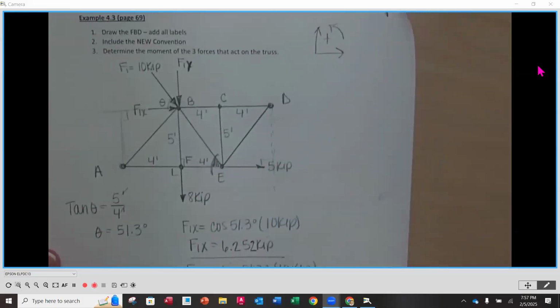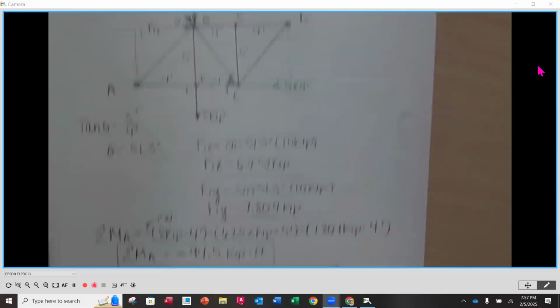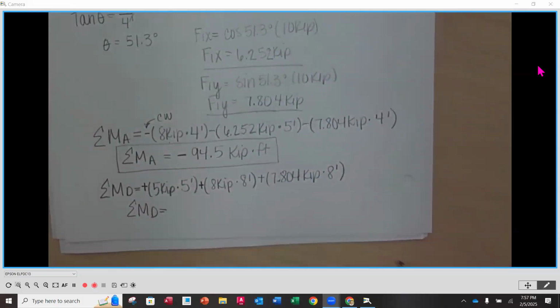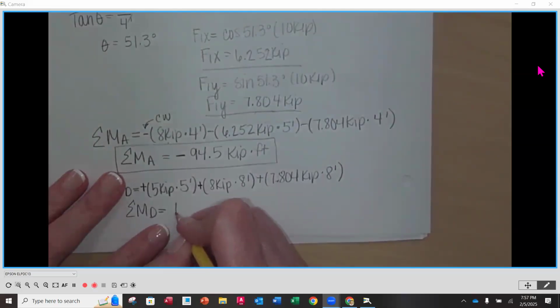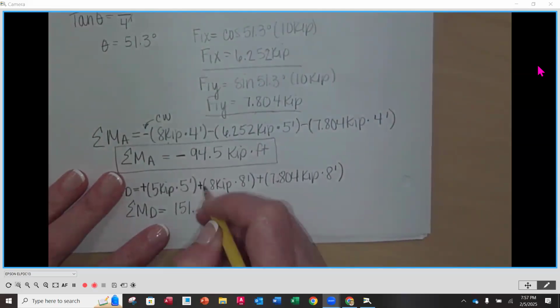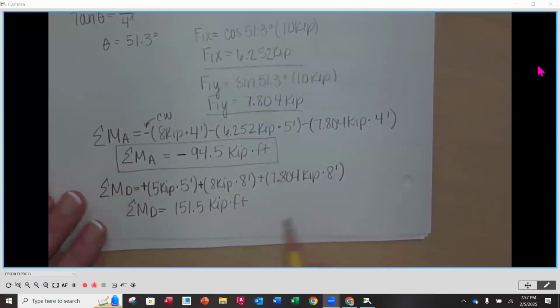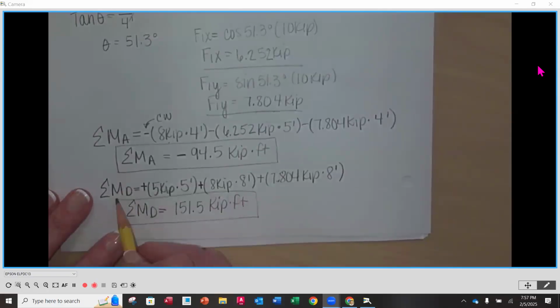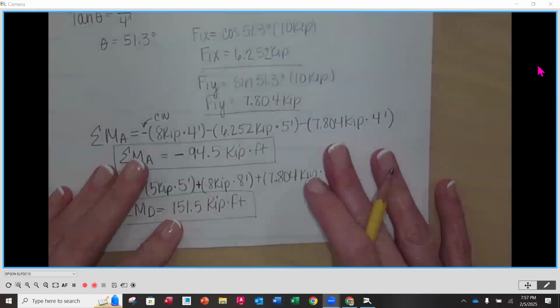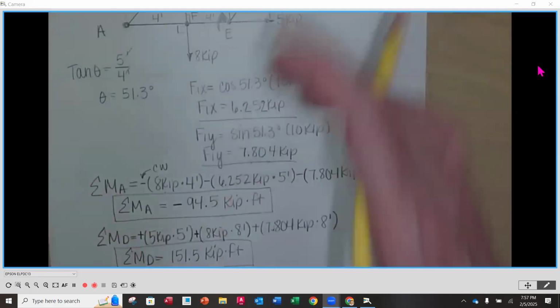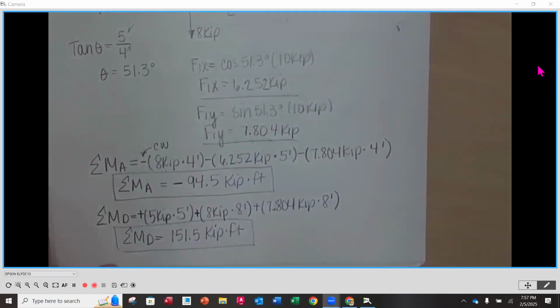Now, as we look, I think that exhausted all of our forces. So we're ready to sum our moments around point D. I'm hoping you got a positive 151.5 or very close to that kip feet. And we're going to put a box around it. Remember, the positive out front corresponds to the direction of rotation. Okay, so it's telling us that it's going counterclockwise.